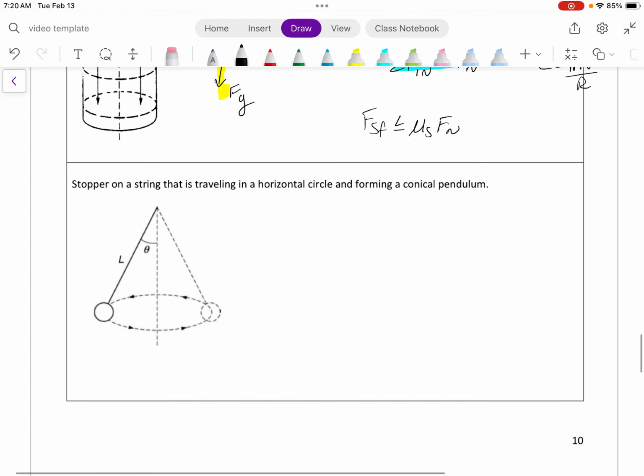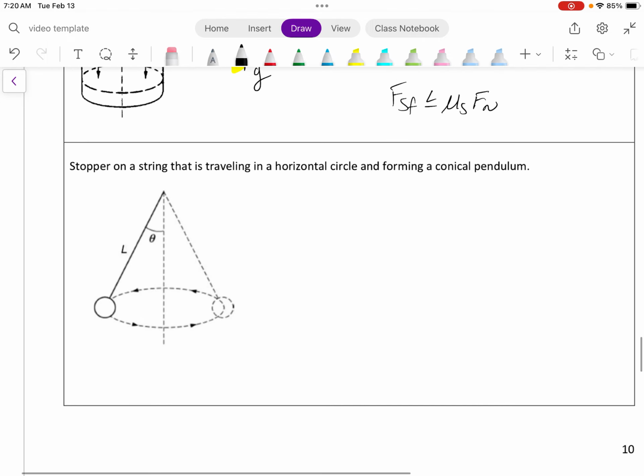One more to go. A stopper on a string that's traveling horizontally. You've got to pay attention to the forces. I've got a string, there's force of tension. And although it's sometimes hard to see, the axis of rotation for that stopper is actually in the middle of the air, and so we care about the forces that are pointing towards that middle of the air.